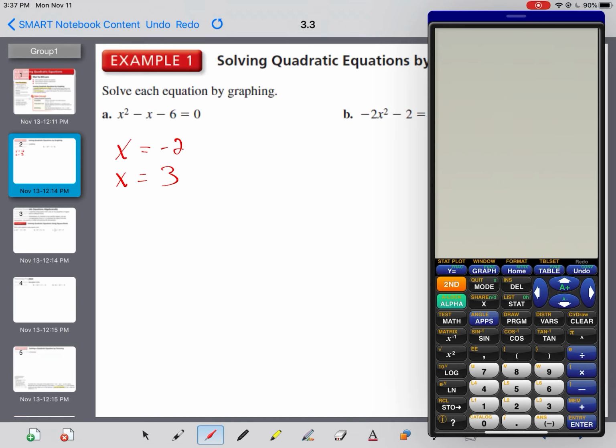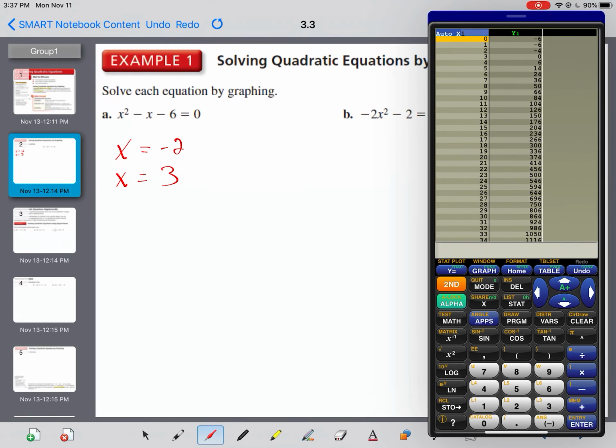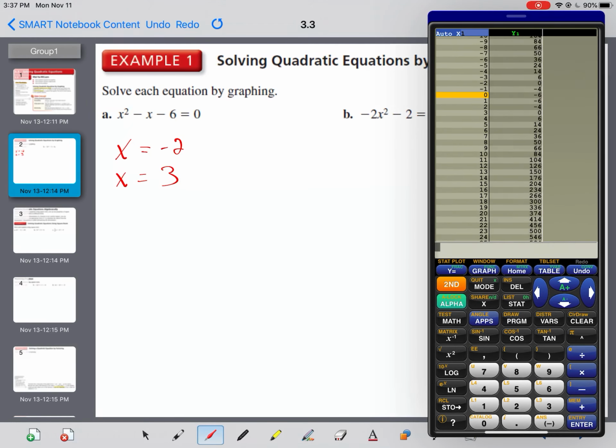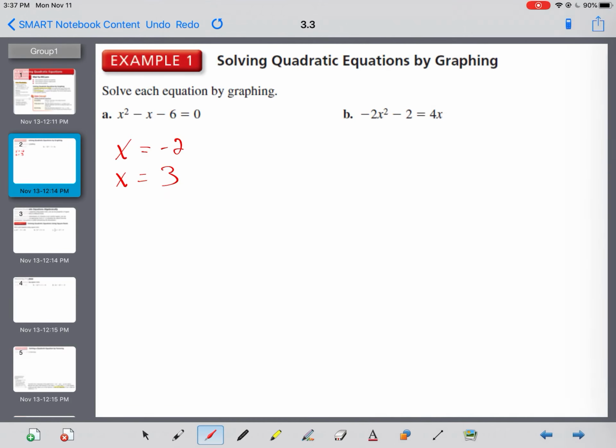You can also go to your table. Because what we're looking for is when y is 0. And so you can scroll through your table and look in the y1 column and see where it says 0. I got 0 at -2 and I got 0 at 3. Those are my zeros. Okay.